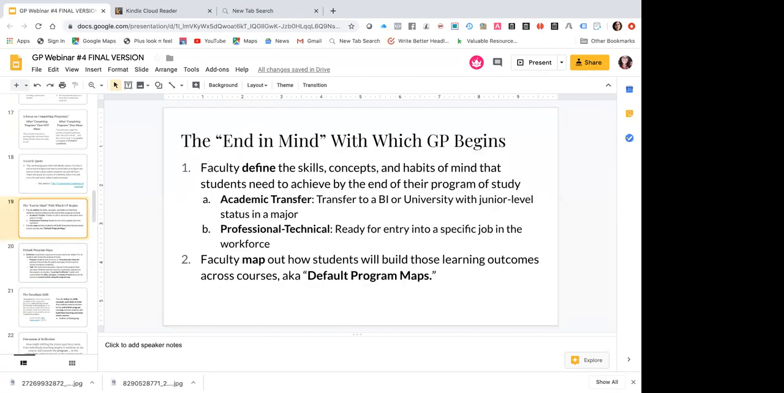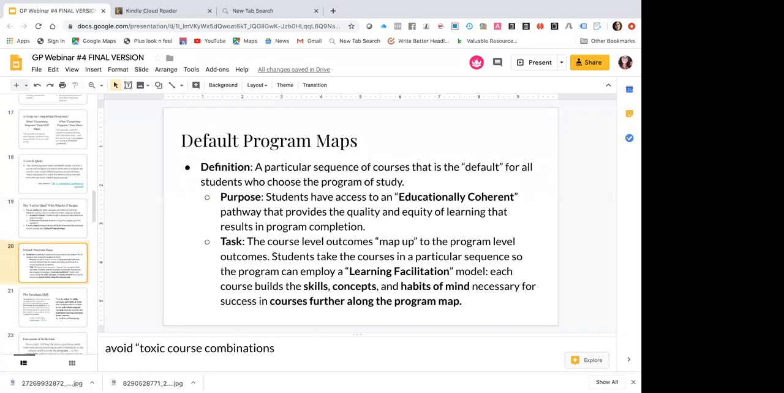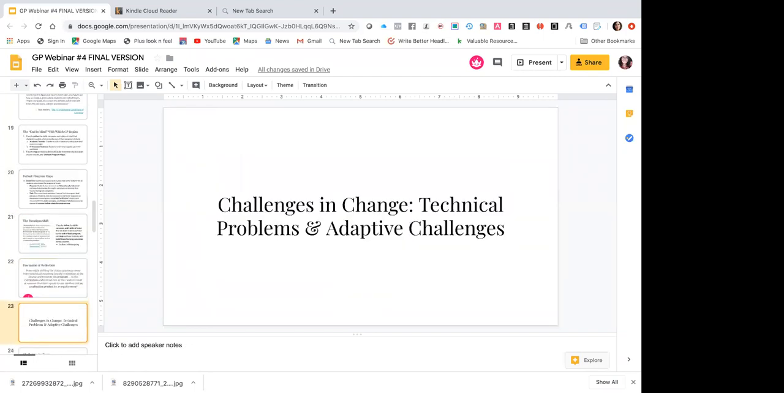So I am going to go back to challenges in change, technical problems and adaptive challenges. And I hope that you'll indulge me in this, because I think that this is really good leadership theory around the why of guided pathways.